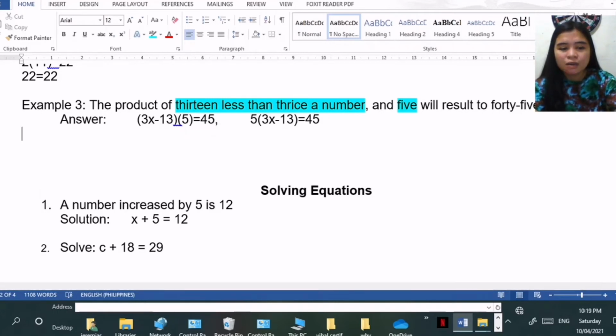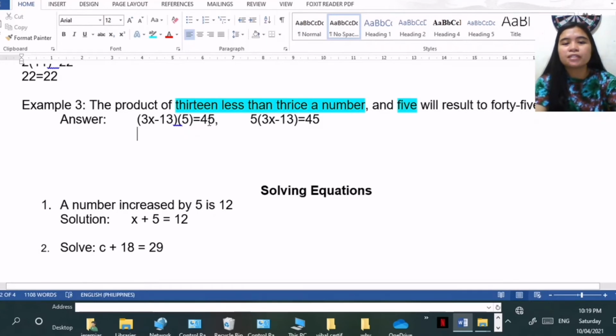Okay po. Now, para maiba naman. So, ito yung isusolve natin. Etong part na to. So, ang ibig sabihin lang nito, dahil i-multiply nga daw natin itong dalawang ito. So, ibig sabihin, gagamit po tayo dito ng distributive property again. So, ibig sabihin, 3x times 5, then copy minus, and then 13 times 5. Pareho nating i-multiply yung 3x tsaka yung 13 sa 5. Kasi nga, the product of 13 less than thrice a number and then 5. Ayan, kaya ita-times natin.